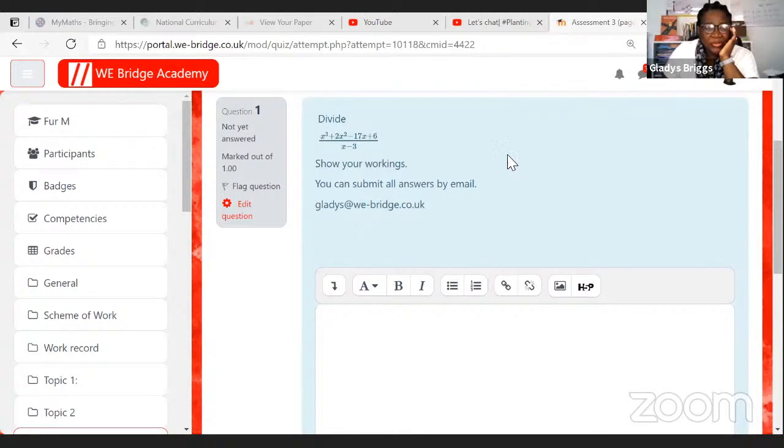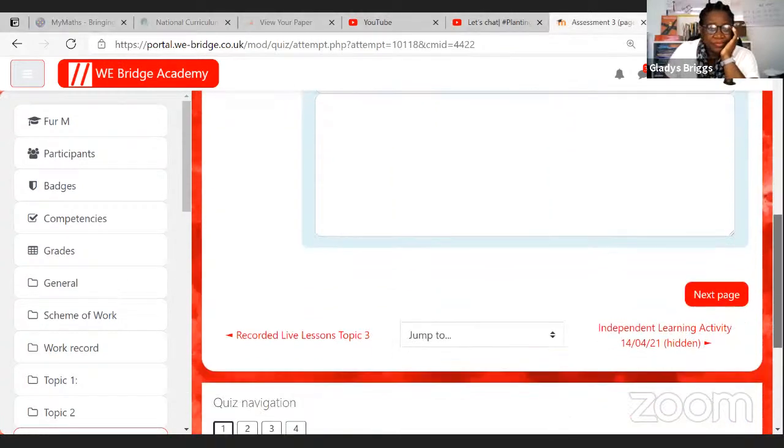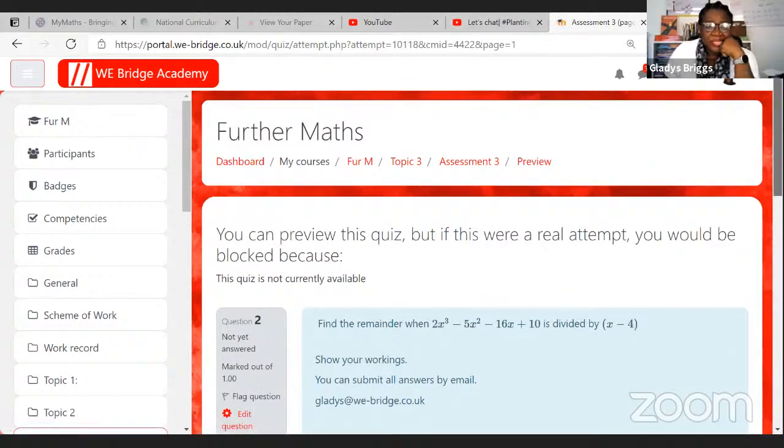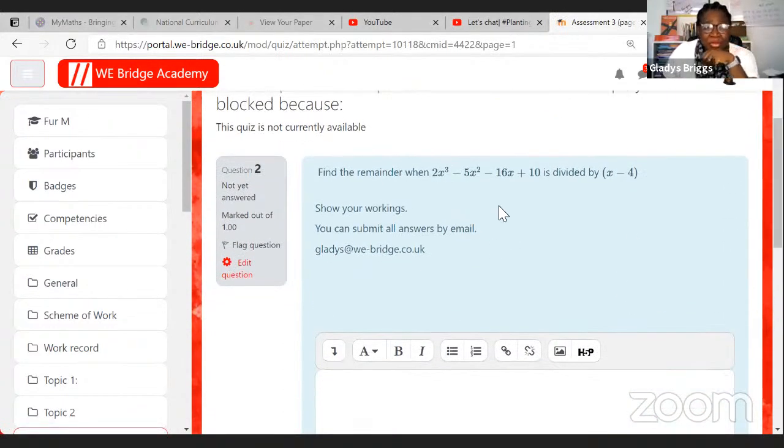So that's how you solve that problem. Now this one says, find the remainder. Okay, find the remainder. So you are not expecting to get a 0 at the end of this division. You are expecting to get a number at the end of this division because it's saying find the remainder. Okay, so let's have a look.